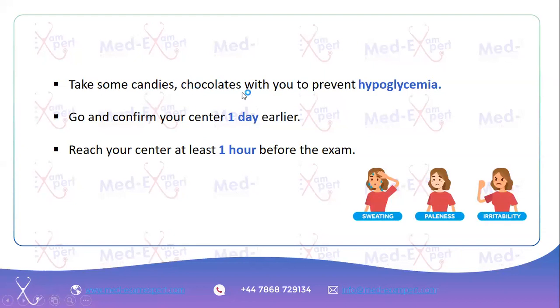Take some candies, chocolates with you to prevent hypoglycemia. So this is a test of your nerves and a test of your metabolism as well. If you go to the center there, they ask the students to come 1 to 1.5 hours earlier than the exam. So make sure you take your water bottle and candies or chocolates with you. And if you don't take the water bottle, I think they provide the water there, but you have to take a few candies and chocolates with you.